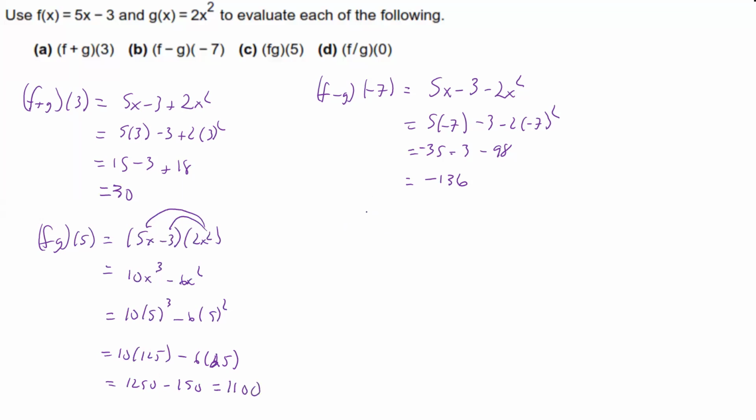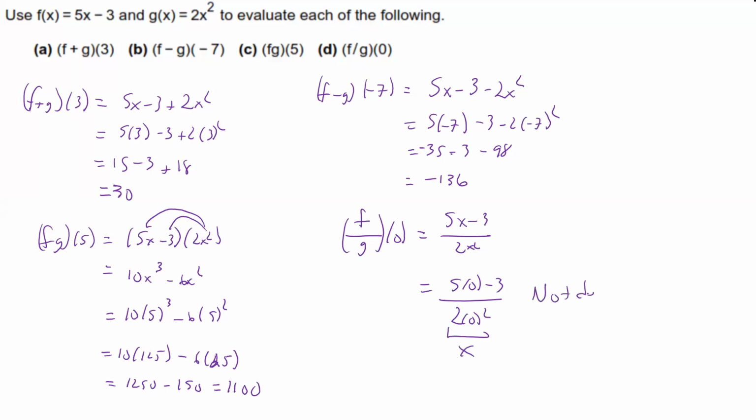And finally, f divided by g of 0. Well, that's going to be 5x minus 3 over 2x squared. That's just if we plugged in the values. Now we plug in 0, so 5 times 0 minus 3 over 2 times 0 squared. Uh-oh, that's not possible, not defined, because we can't divide by 0. Okay, so that one we can't do. The rest of them we can do.